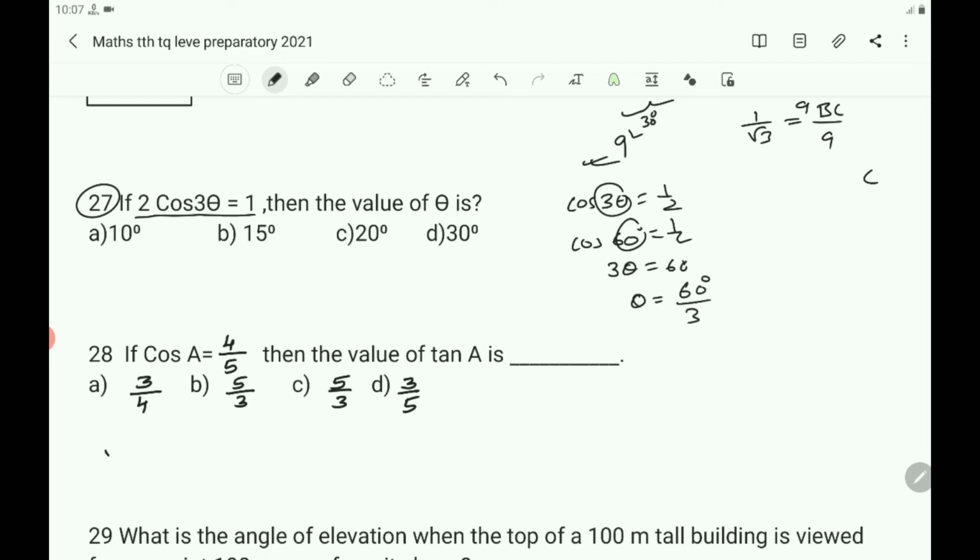60 degrees by 3. 3 ones are 3, 3 twos are 6, so you got 20 degrees. What is the answer here? Option C is the answer.